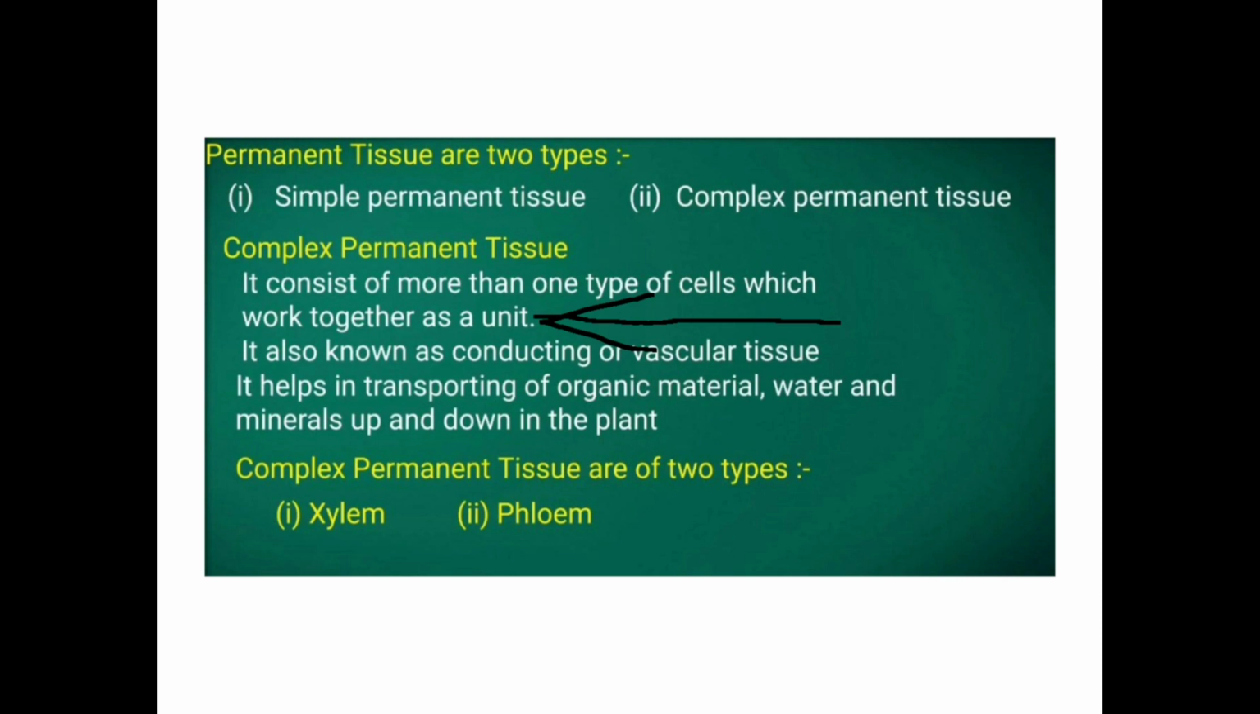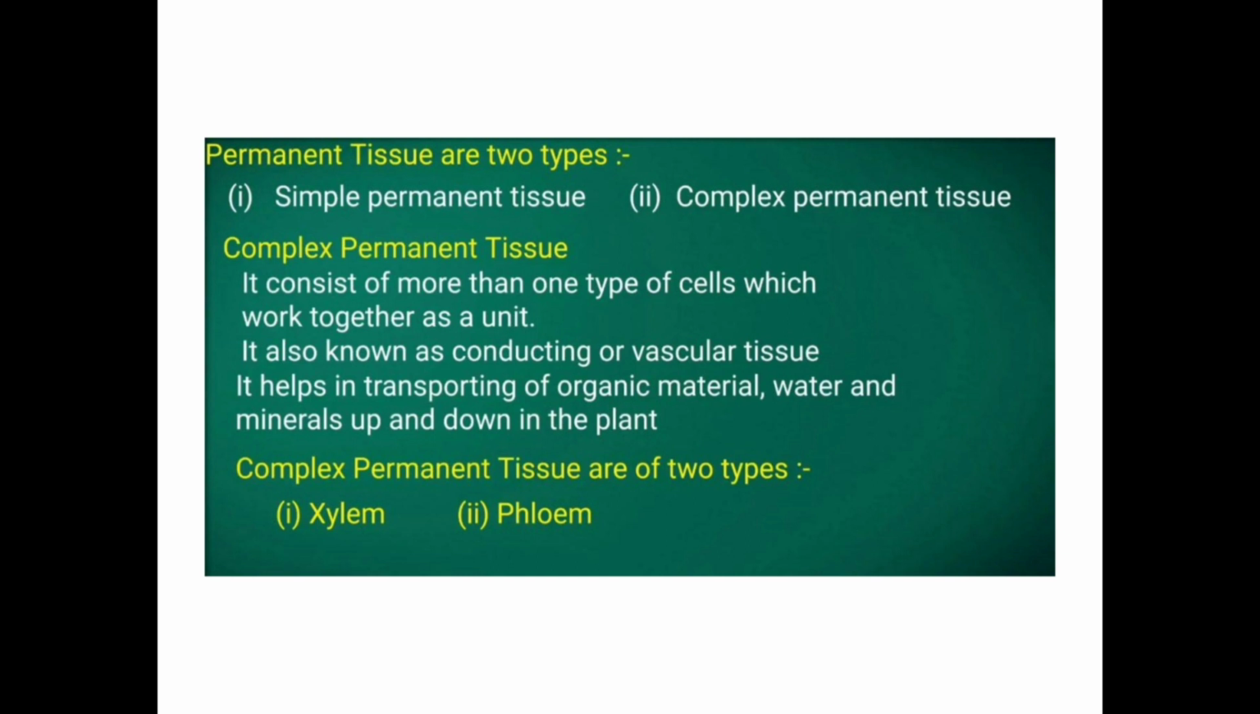So it is known as conducting or vascular tissue. It helps in transporting of organic material, water and minerals up. So it is a conducting vascular tissue. That means simple permanent tissue you are okay now. Okay, now next one is complex permanent tissue.